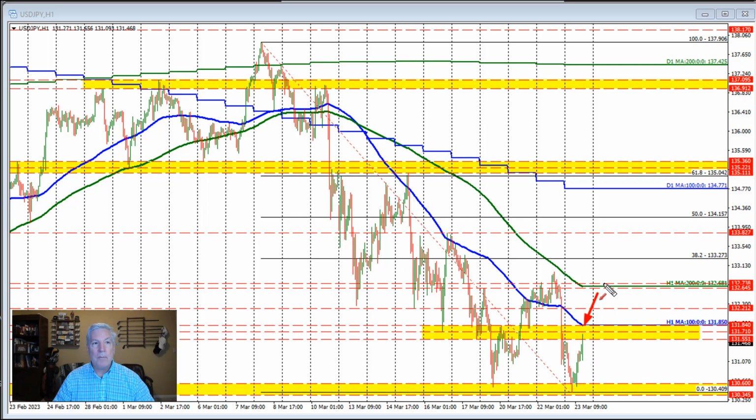If we move above that level, we could see more probing to the upside, at least in the short term, with the 200-hour moving average the next key target on the top side. That pretty much corresponds with this little bit of a swing area through here. So that area near the 200-hour moving average is going to be a key area for the dollar versus yen as well. Let's take a look at the sterling versus US dollar again on the 4-hour chart.